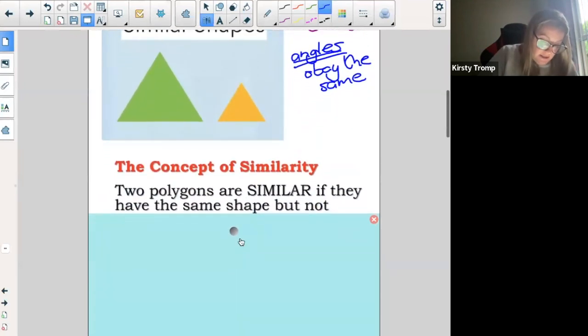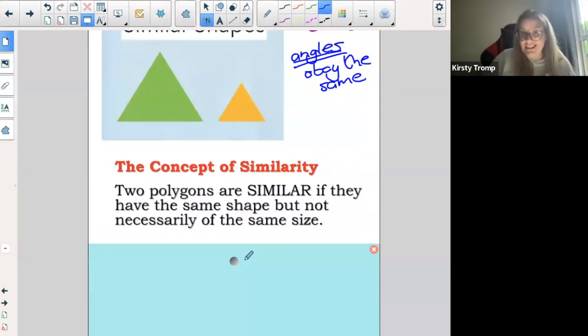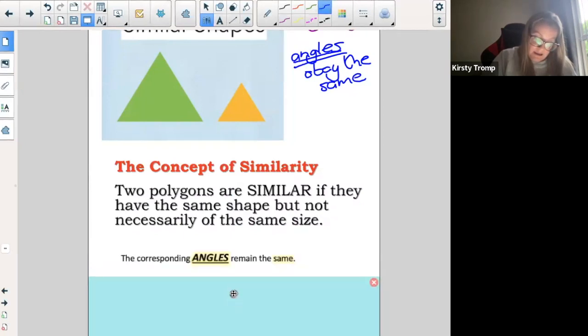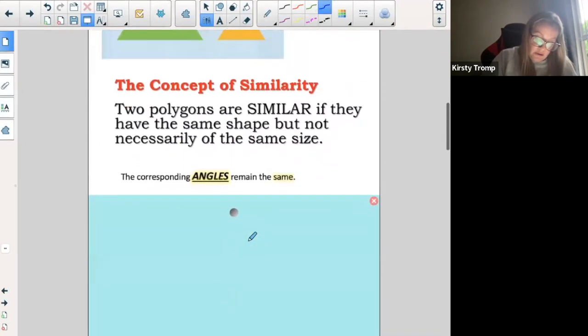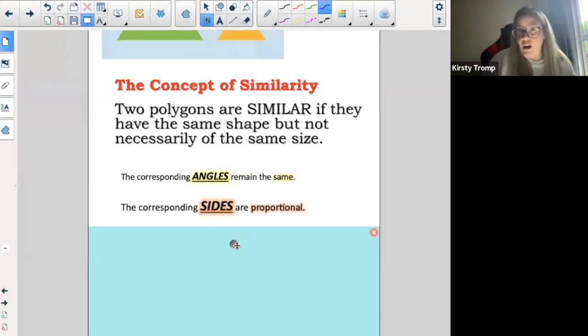The concept of similarity states that two polygons are similar if they have the same shape, but not necessarily the same size. In other words, the corresponding angles remain the same, and the corresponding sides are proportional.